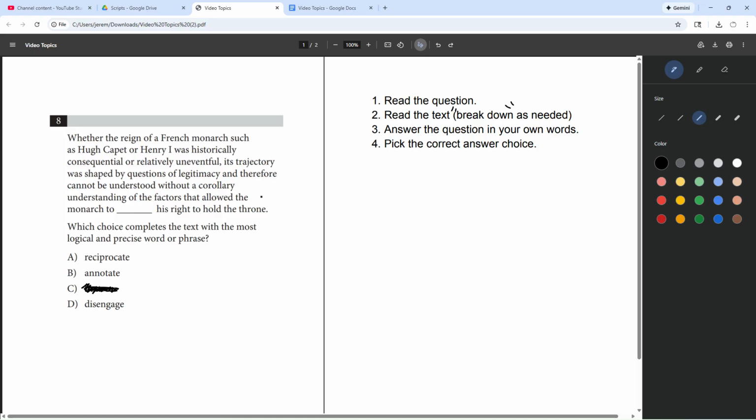We've done that. We understand what they're saying. Whether or not this guy's reign was important or not, the way it went was shaped by questions of legitimacy, and therefore we can't understand it without also understanding the factors that allowed him to blank his right to hold the throne. Now we're doing step 3. What would I say if I could say anything here, not looking at the answer choices? Well, if we're talking about this guy not being the legitimate king, and we're talking about his right to hold the throne, what allowed him to blank his right to hold the throne, I just want to say obtain. What allowed him to obtain his right to hold the throne, right? Because if he didn't actually have the right, then how did he get the crown, right?